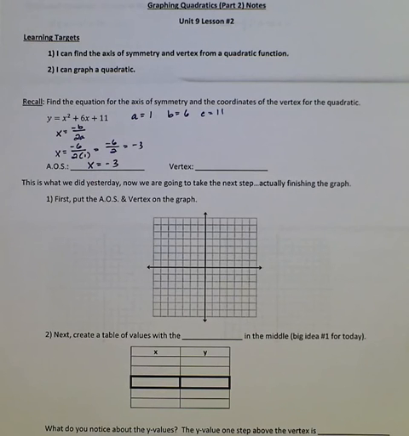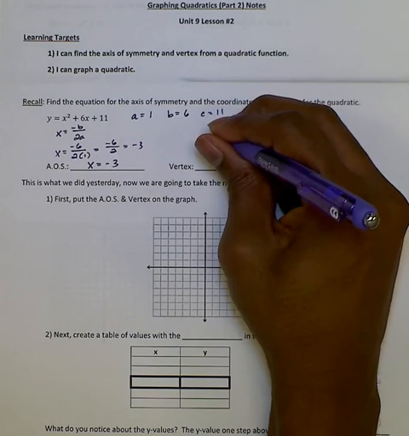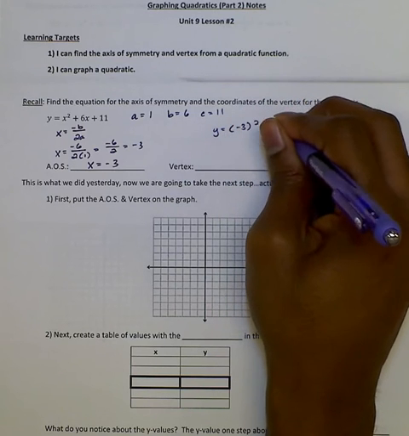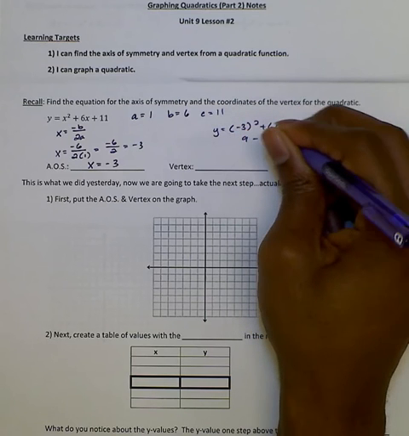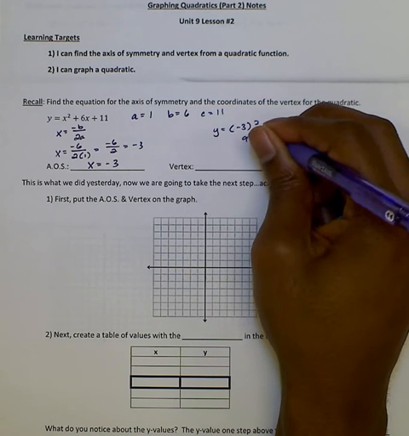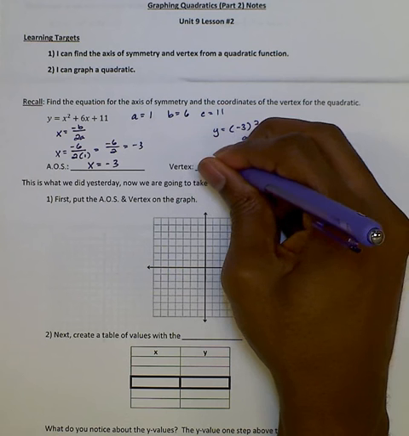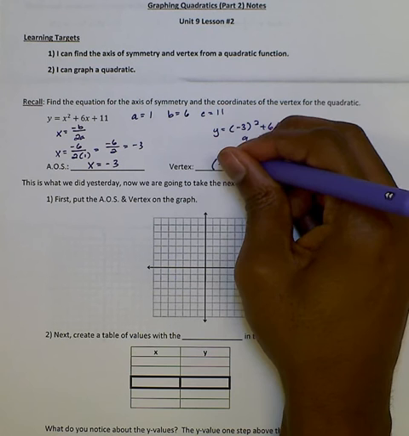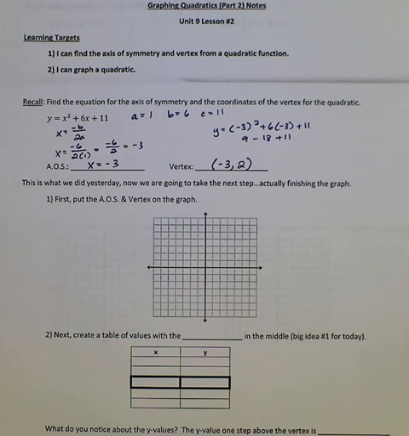We can find our vertex by just plugging negative 3 into the function that we're working with. So y equals negative 3 squared plus 6 times negative 3 plus 11. So that's 9 minus 18 plus 11. And so 9 minus 18 is negative 9, plus 11 is positive 2. I already know that my x value is negative 3. That's why I plugged negative 3 in for my x's. And then I solved this out and got positive 2. Right? So there's my vertex at negative 3, 2. Okay, so that's what we did yesterday.